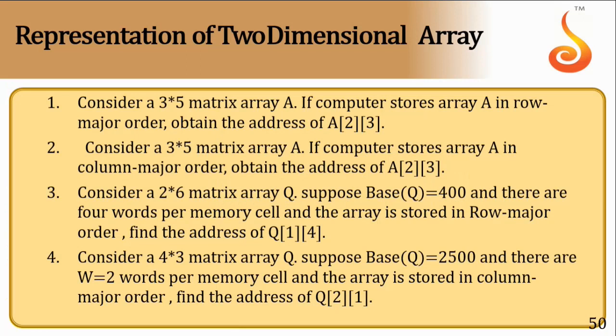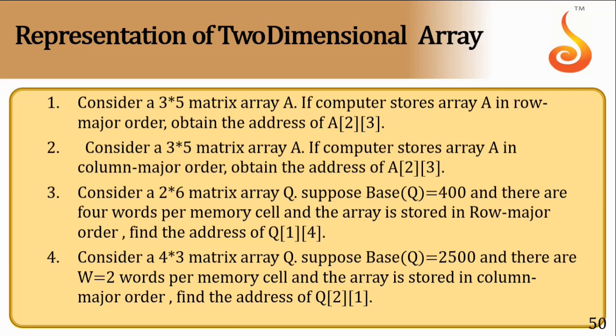Next, the last problem is: consider a 4 cross 3 matrix, so the total number of elements is 12. The number of rows is 4, that is the n value is 4 here, and m is the number of columns, which is 3. The name of the array is Q, and it is a 4 cross 3 matrix where 4 is the number of rows, which is nothing but the n value, and 3 is the number of columns, which is the m value.